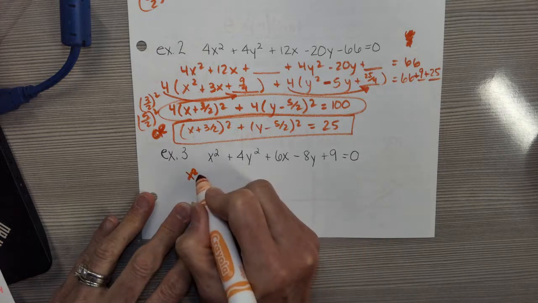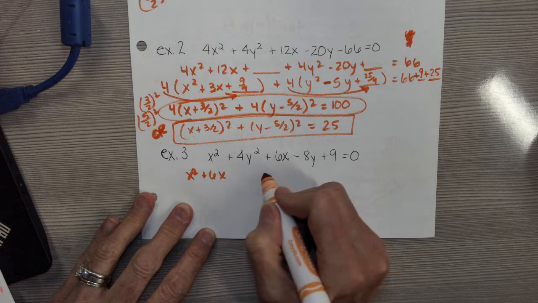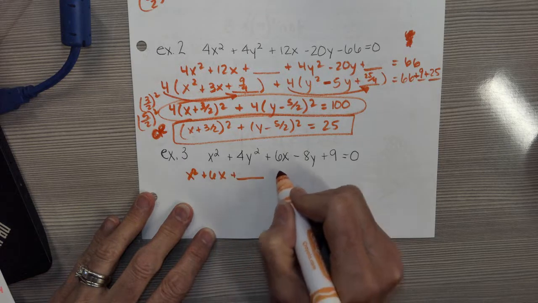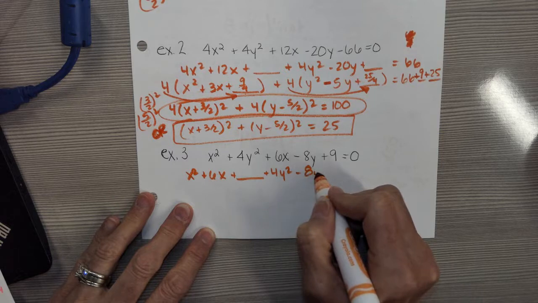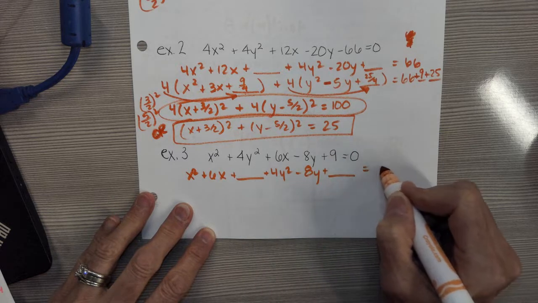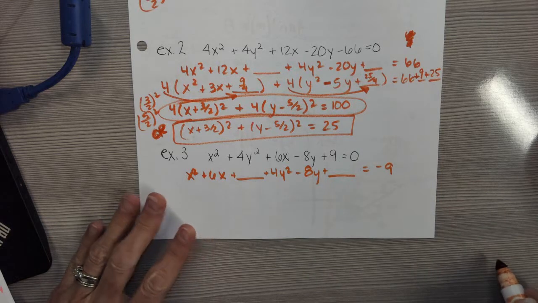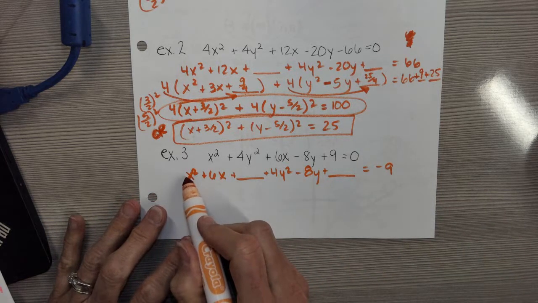do is rearrange terms. So I have my x squared plus 6x. I need the 4y squared. I'm going to leave a space here. 4y squared minus 8y. Leave a blank again. And then I need to move the 9 over to the other side, so minus 9. This one does not have a leading coefficient on the x's, so that's kind of nice.